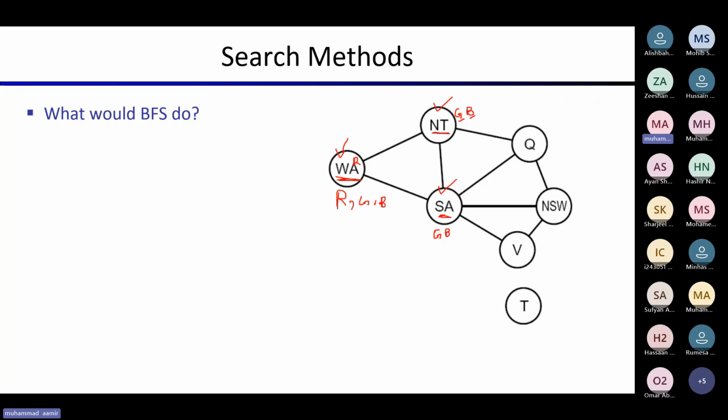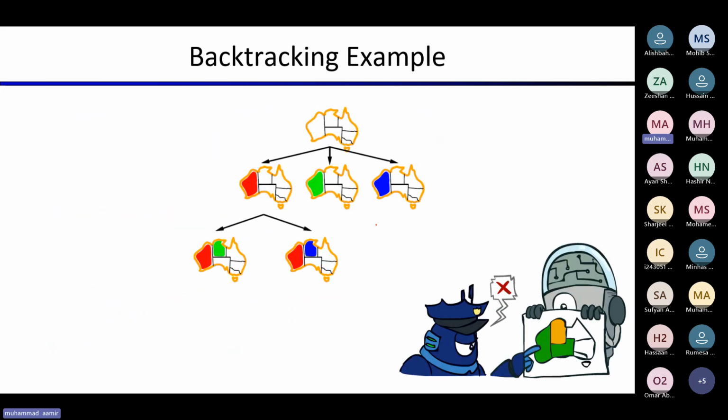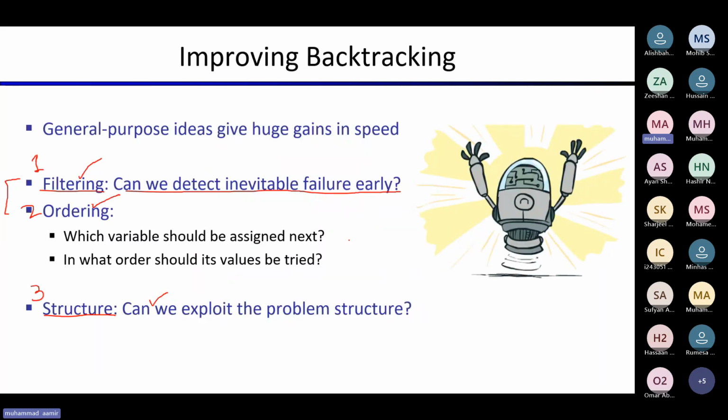You may be thinking of some ideas about this, but it is very easy to understand. How we will select which variable to assign the next value, and which value to assign to the selected variable, we need to see in the upcoming slides. Going forward, we are improving our backtracking search through filtration and ordering. Let's see filtration first.